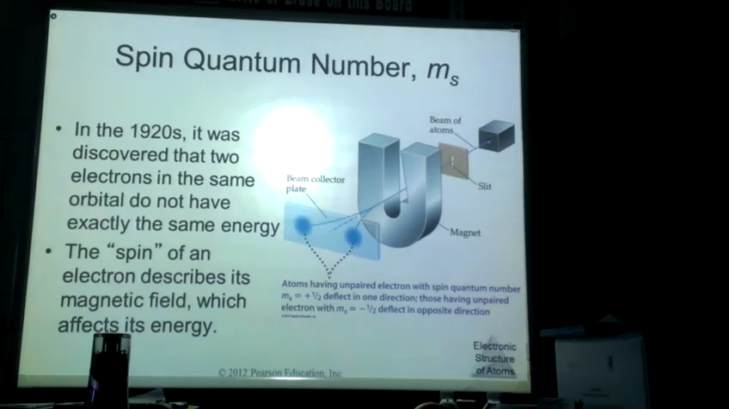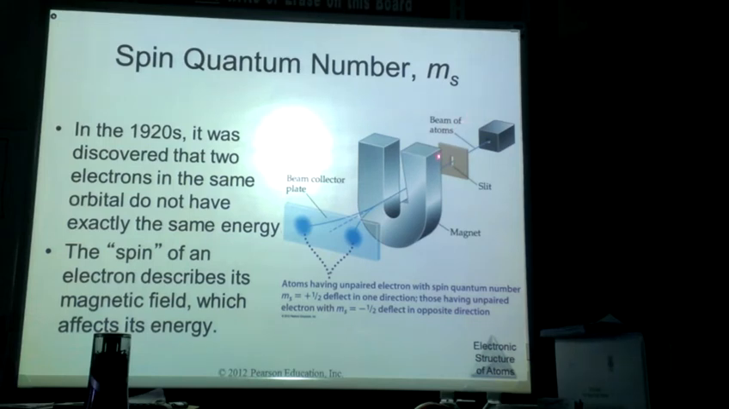Okay, our last, 4th quantum number, and then I swear we'll stop. Our last quantum number is called the spin quantum number. In spin quantum number, ultimately, an electron has to have some type of spin, meaning that it's going to have some type of movement to it. So in the 1920s, we figured out that 2 electrons in the same orbital do not have exactly the same energy. So we call this a spin because they don't have the same energy.